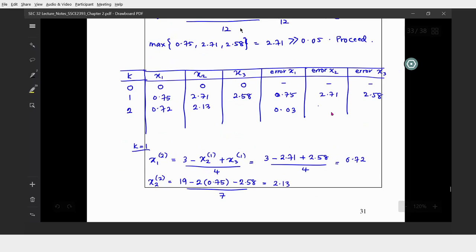Okay, that's right, 0.58. That's the error. So you can see error 1, the error for x1, satisfies the condition. But error 2, the error for x2, is still greater than the given epsilon. So you know that you need to proceed. But first you need to compute x3 here.